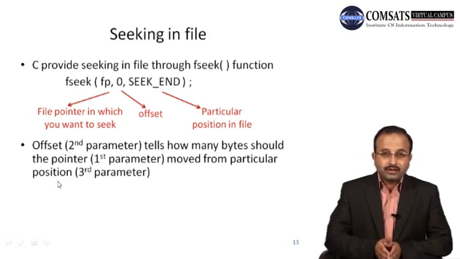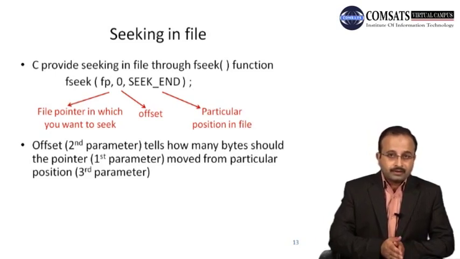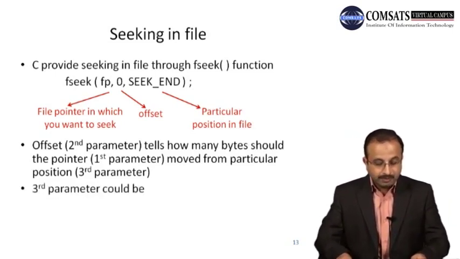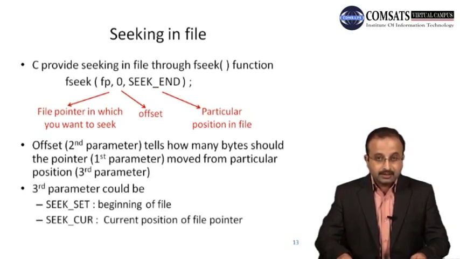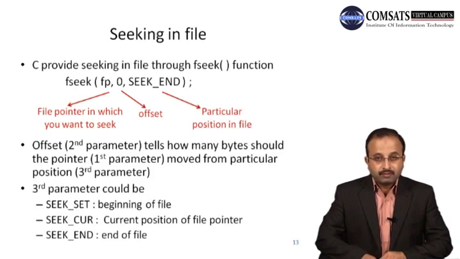एक particular position पे pointer, if the offset is negative, the pointer moves backward, and if it is positive, the pointer moves forward. The third parameter could be SEEK_SET, that is the beginning of the file, SEEK_CUR, that is the current position of the file pointer, and SEEK_END, that is the end of the file. ठीक है, so तीन positions हैं जो कि file में एक particular position को refer करती हैं.